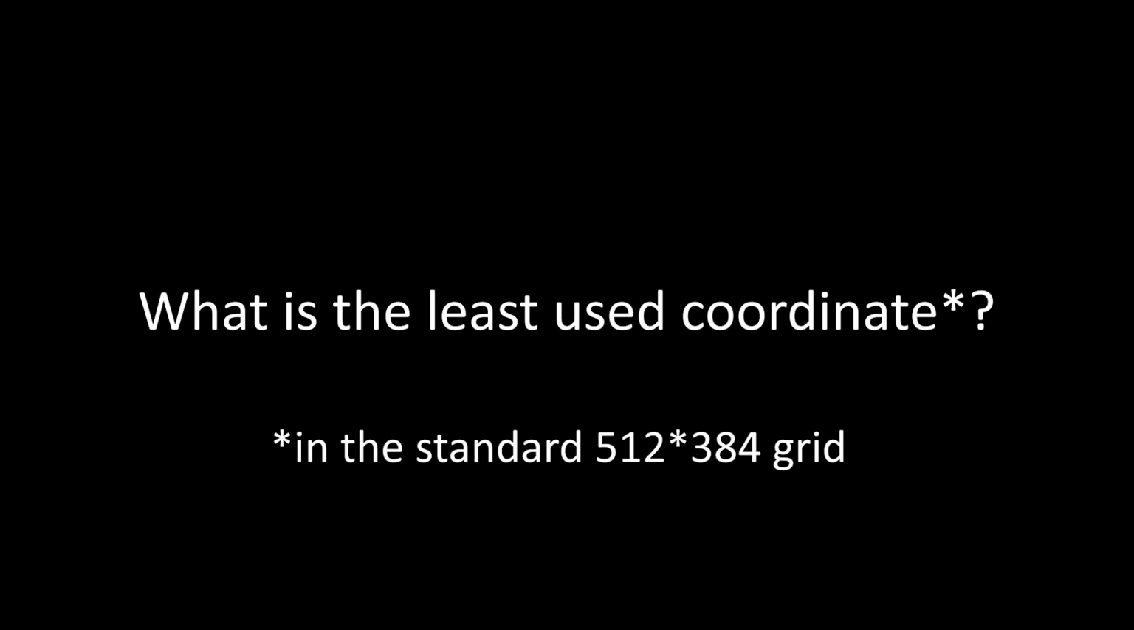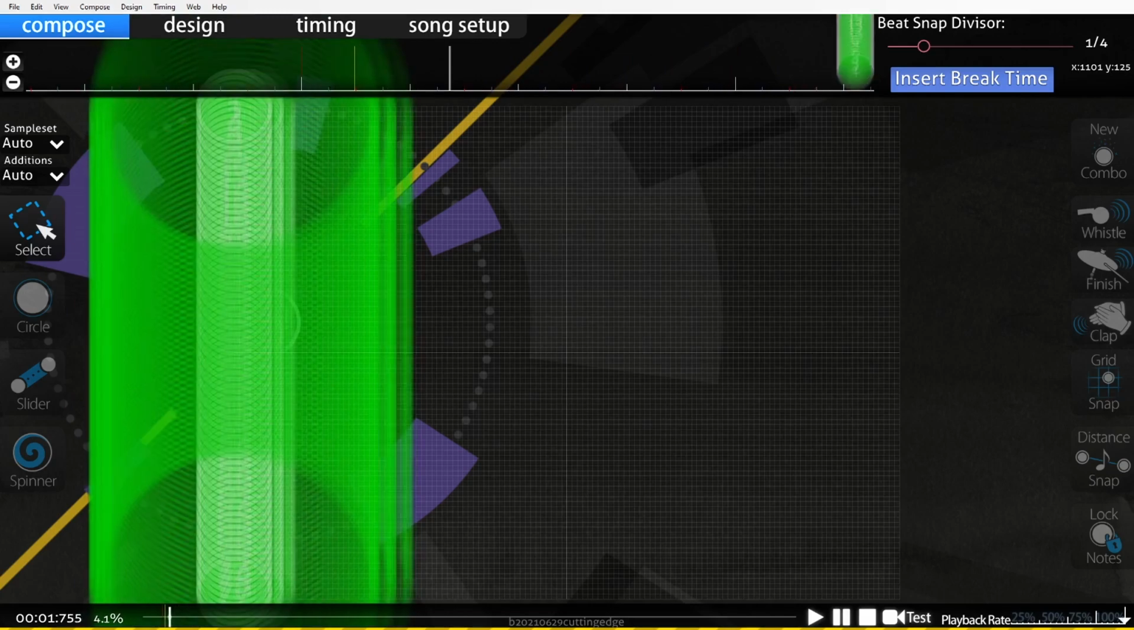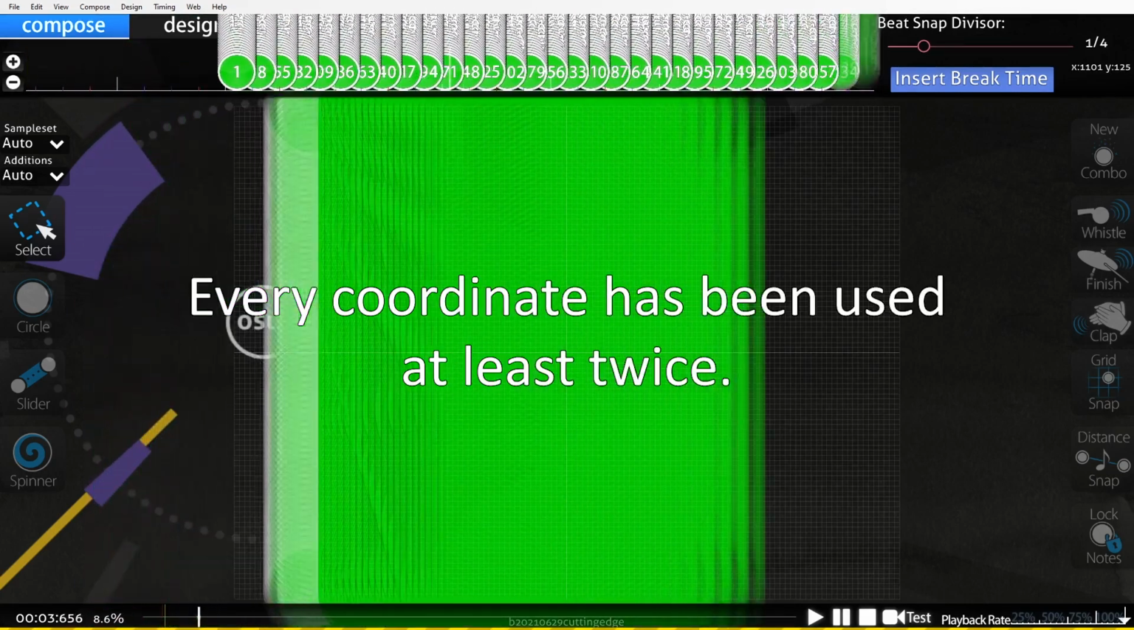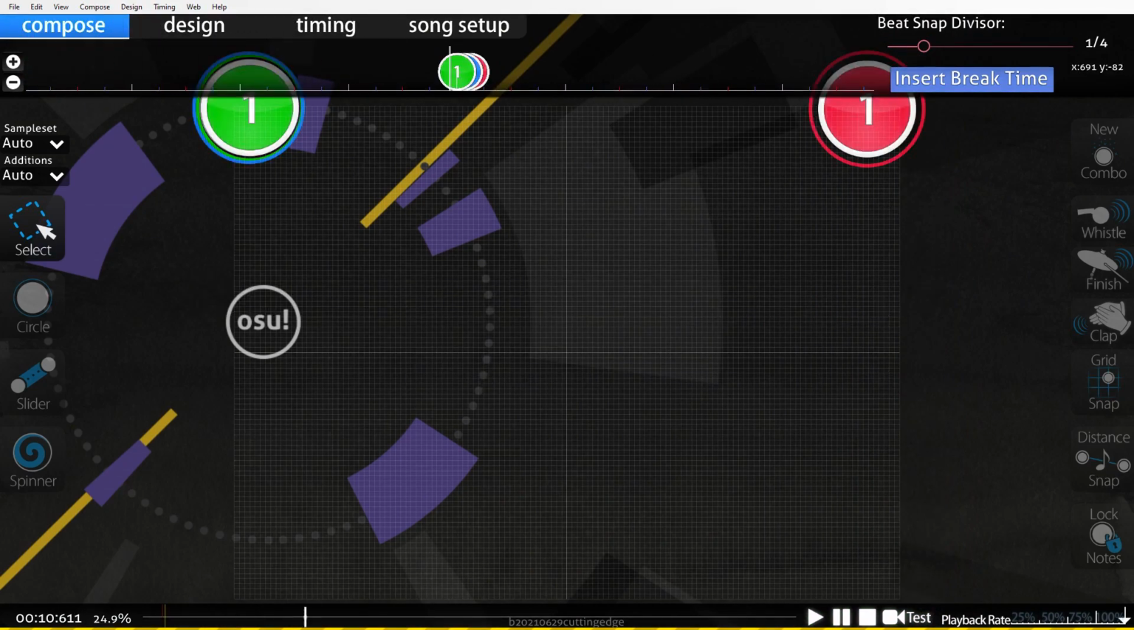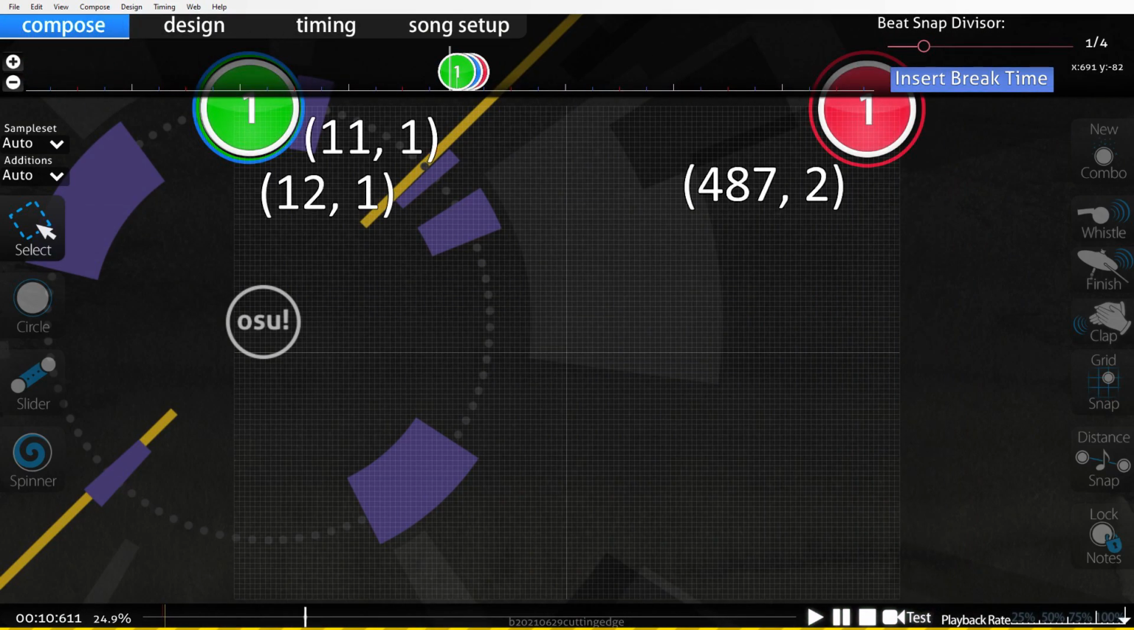In the standard 512 by 384 grid, there are 197,505 possible coordinates to place an object. Which one is the least used? It turns out that every single coordinate has been used in a ranked map at least twice. There are 3 coordinates where there are only 2 objects that have ever existed, and here they are.